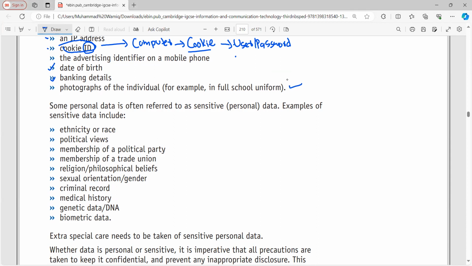Your photographs as well. They might ask some examples of sensitive data in your exam as well. So you should be writing that criminal records, medical history, biometric data, genetic data, race, political views, religious beliefs should all be kept secure.